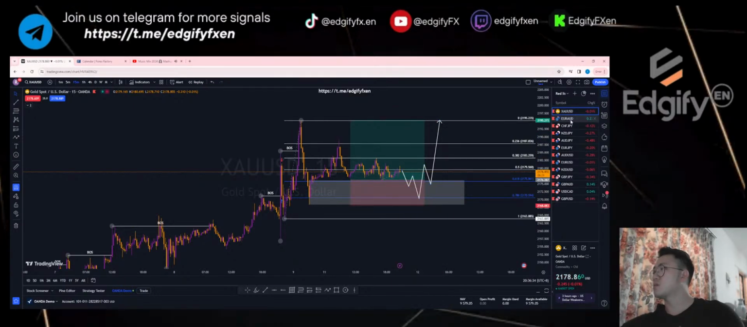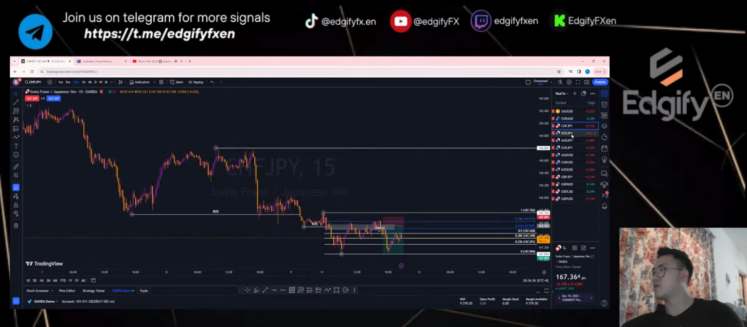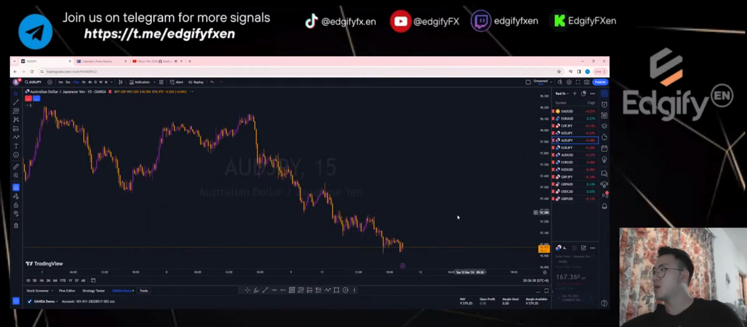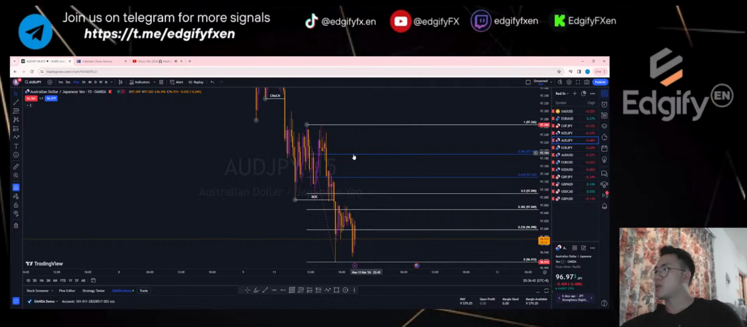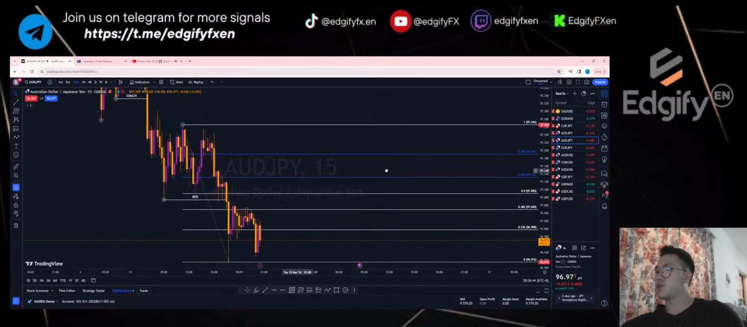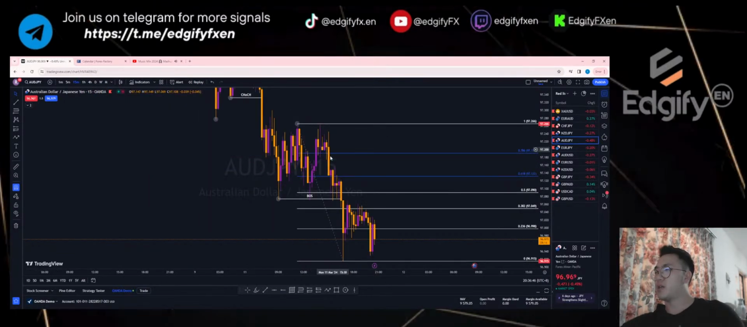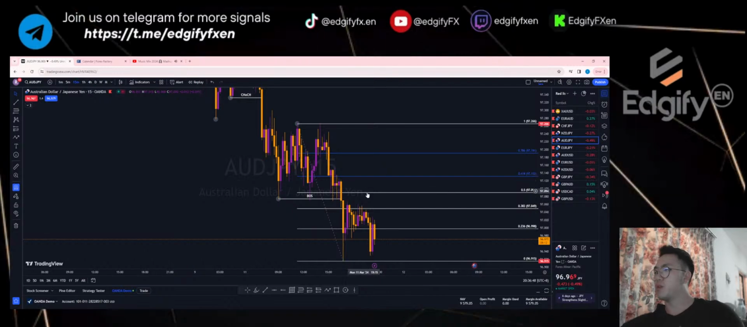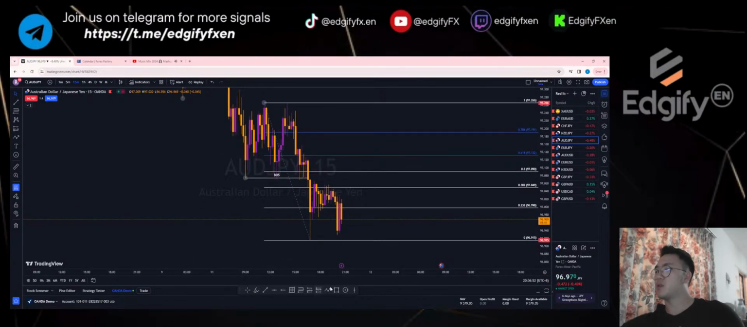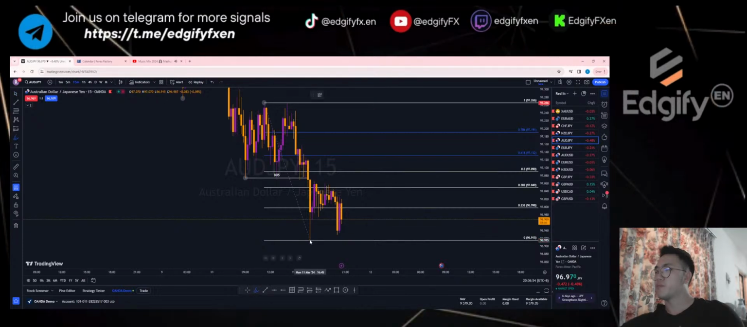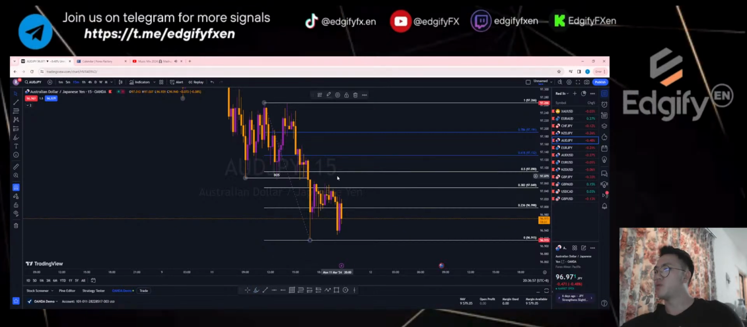So this is a long, Euro AUD is a short, CHF JPY short, and NZD JPY short. AUD JPY, I was actually looking for shorts also, about this level. It did not give me the opportunity, it broke below. So my new zone would be from here to here. This would be my new zone.